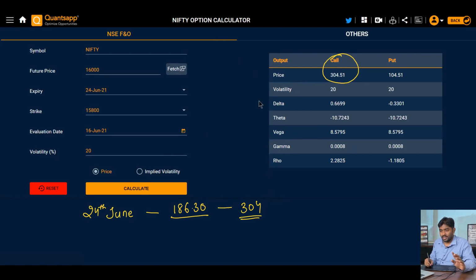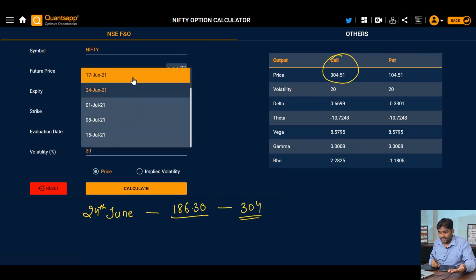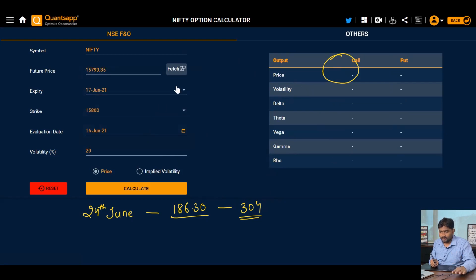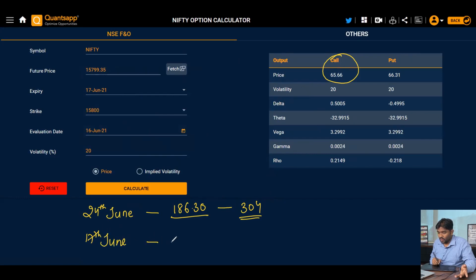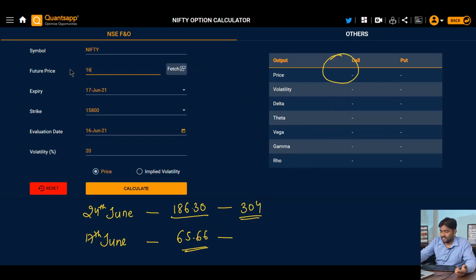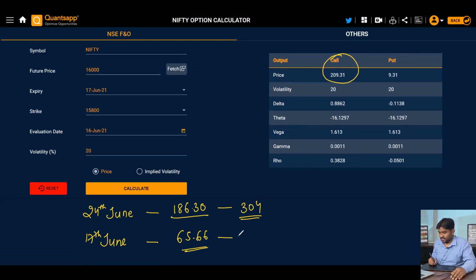Now let's see the same effect for the near expiry, that is 17th June. I'll keep the same values and not change anything. If I calculate the value first, we get a price of 65.66 for the 17th June expiry. Now let's calculate the price if it moves another 100-200 points, to 16,000. So I get 209. That is the price.